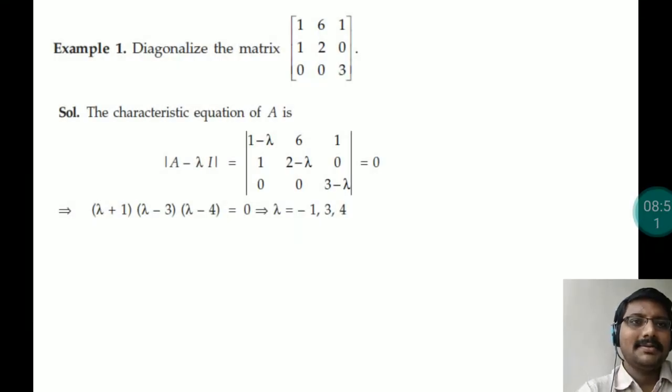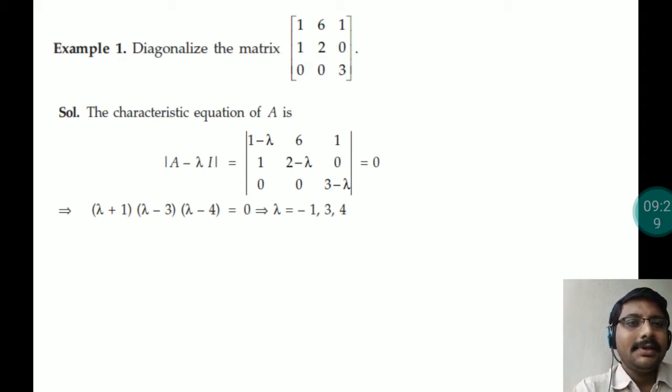Diagonalize the matrix [1, 6, 1; 1, 2, 0; 0, 0, 3]. The characteristic equation of A is the determinant of A minus lambda I equal to 0. So we take the determinant of the matrix [1 minus lambda, 6, 1; 1, 2 minus lambda, 0; 0, 0, 3 minus lambda], which is obtained by subtracting lambda from the principal diagonal elements of the matrix A.